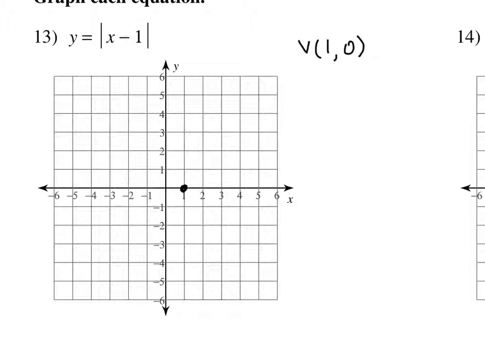Now, there's an axis of symmetry that runs vertically through your absolute value functions. And the axis of symmetry is really easy to find. It's just the equation x equals whatever the x-coordinate of your vertex is. So this is the axis of symmetry. Whatever's on the right side of that is the same as on the left side of that.